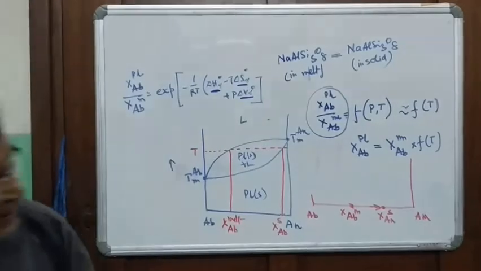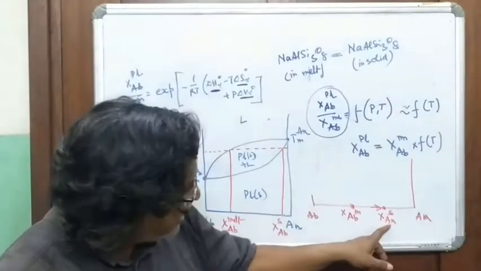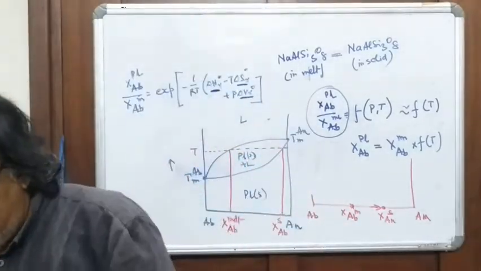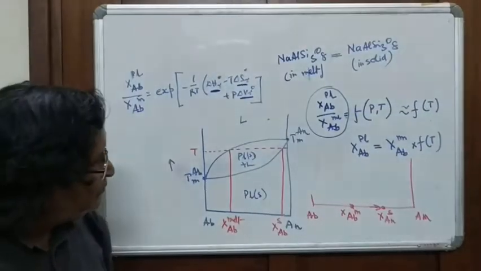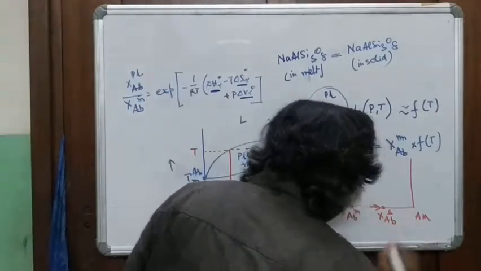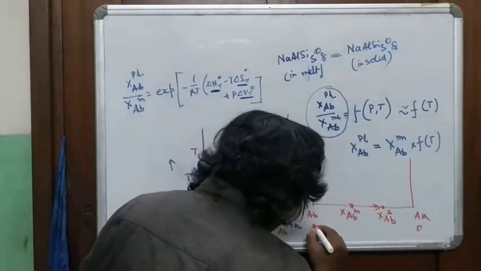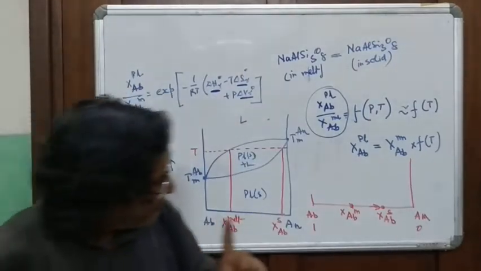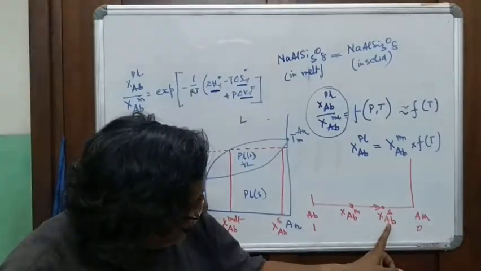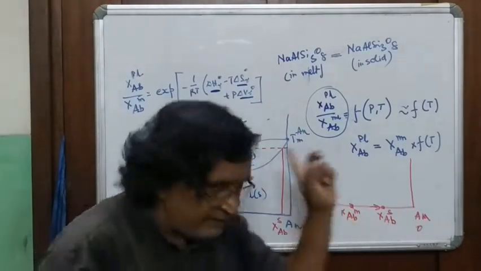Remember this, that the plagioclase should be anorthite richer compared to that in the melt. Have you understood? Sorry. Here is anorthite 1, so X albite here is equal to 0, and here X albite is equal to 1. So remember that the solid plagioclase composition will be richer in anorthite content than the melt.